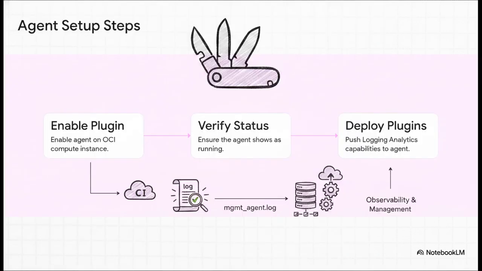Getting the agent to listen to our Swiss Army knife is actually a super breezy, straightforward process right inside the OCI console. You just navigate to your compute instance and enable the management agent plugin. Once you see that status flip to running on the VM, and by the way, checking the mgmt.agent.log file is a fantastic way to be 100% sure, you just hop over to Observability and Management and deploy the Logging Analytics plugins right down to that server.